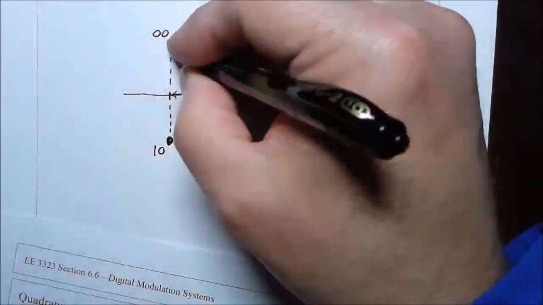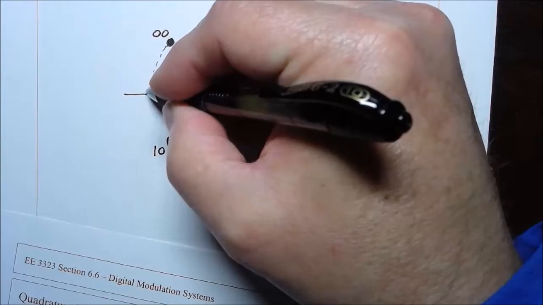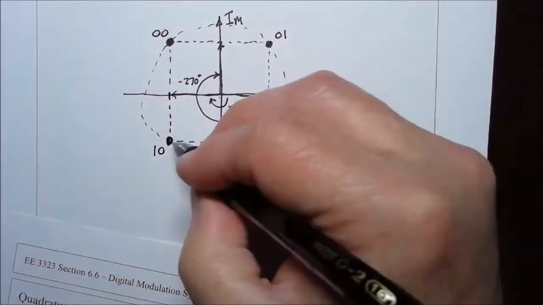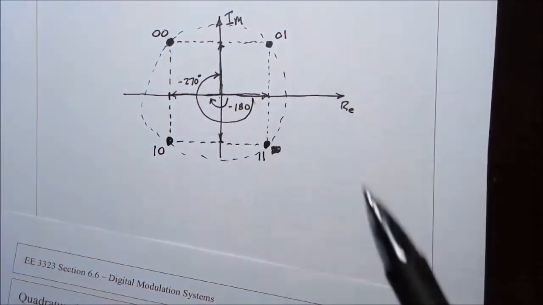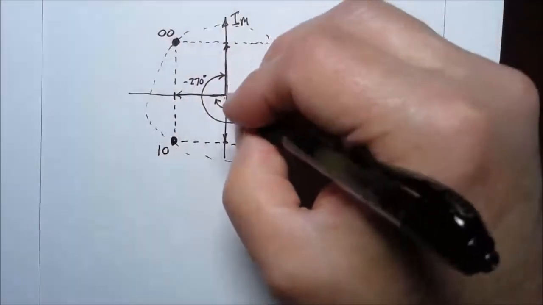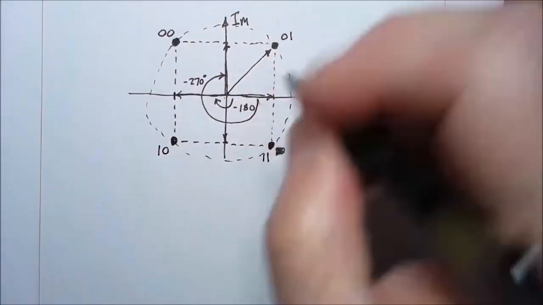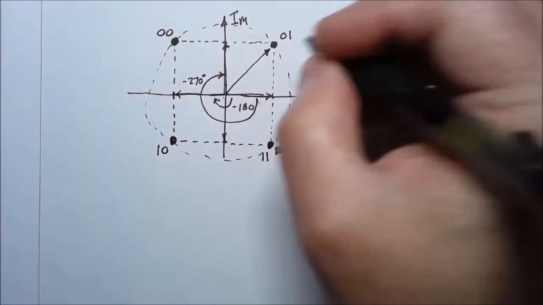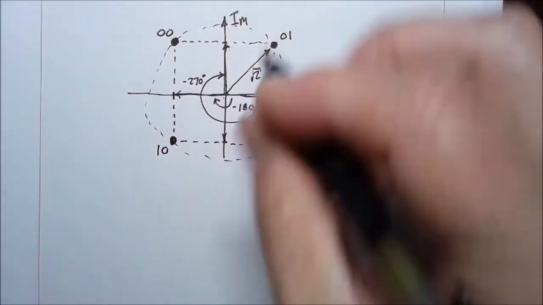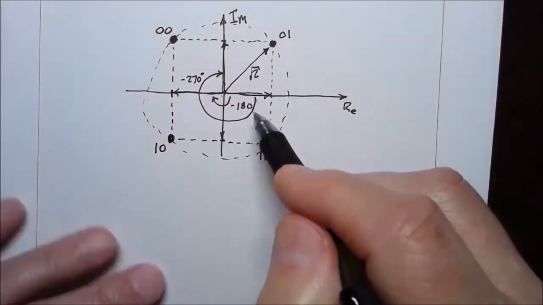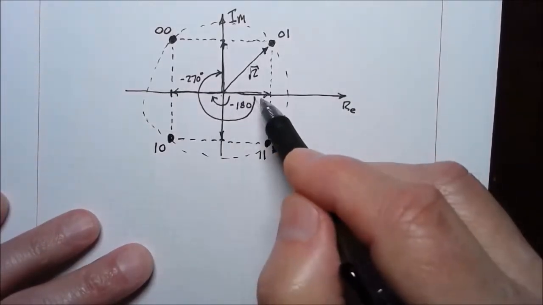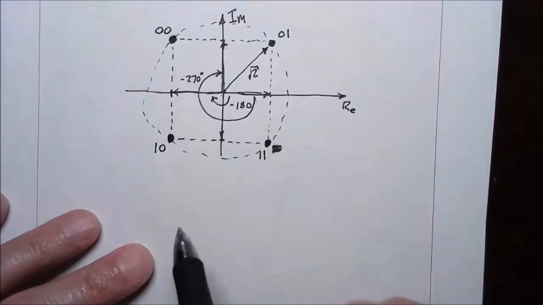Now you'll notice if we draw these points, they're all equidistant from the origin, so they all fall on this circle, and the circle has a radius of, these are 1 and 1, so it's the square root of 1 squared plus 1 squared, so the square root of 2, and they have angles of minus 45, minus 135, and plus 45 and plus 135.